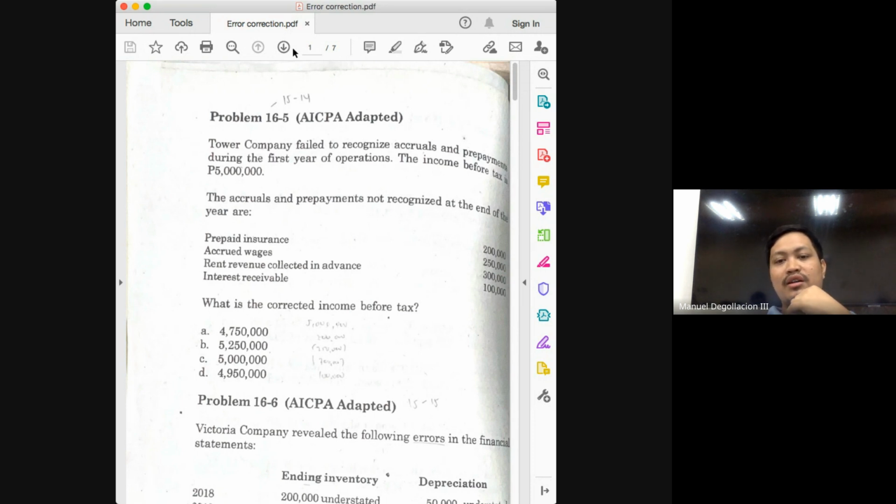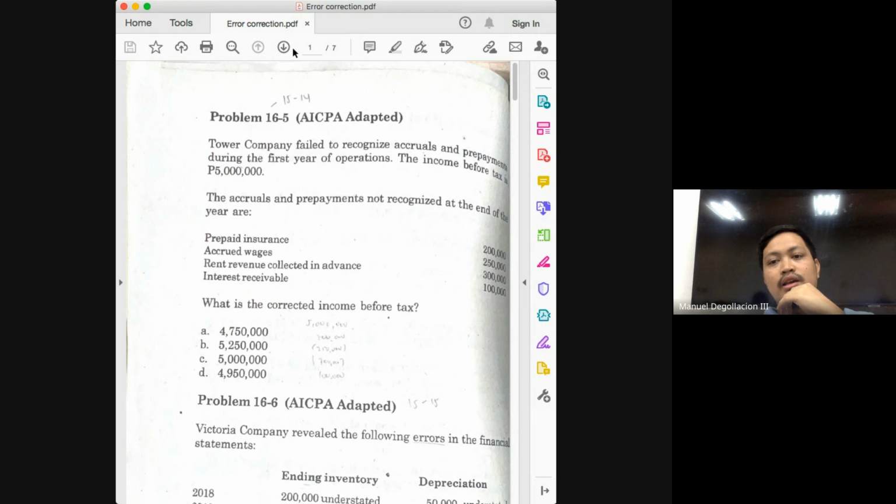Okay, the question here is, what is the corrected income before tax? And then here the problem tells you that the income of the company is 5 million. Okay, but the 5 million is before any corrections were made for the accruals and prepayments that were not recognized at the end of the year. So here, what is the problem telling us? Does everyone have a copy of the scanned problems I am talking about?